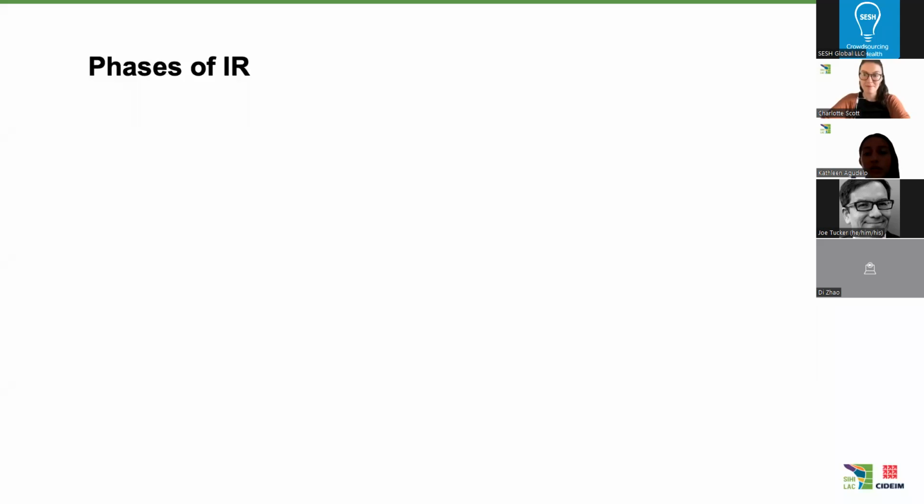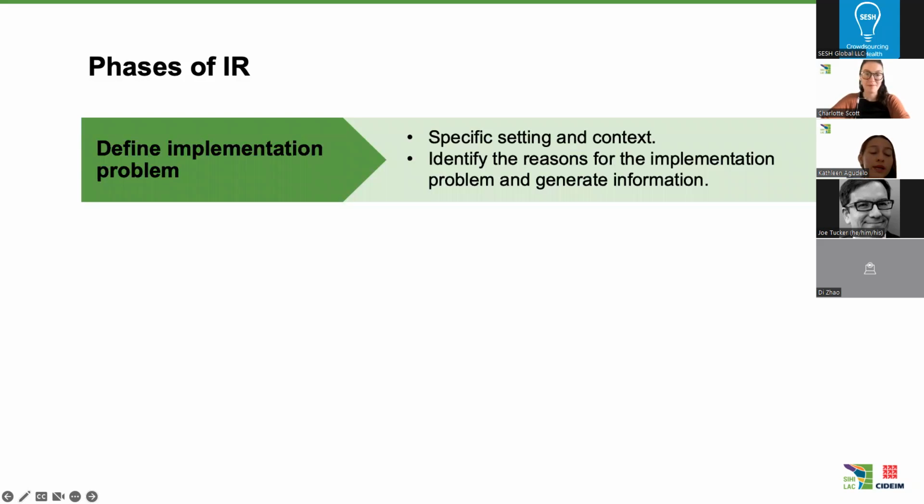Now we're going to see the phases of implementation research, which has three clearly defined phases. Phase one is where we define the implementation problem. In this phase, we have to do a context analysis of the social, economic, and political conditions. It's not only health, but health in relation with other social determinants. We also have to identify the reasons for the implementation problem, generate information, and review the literature.